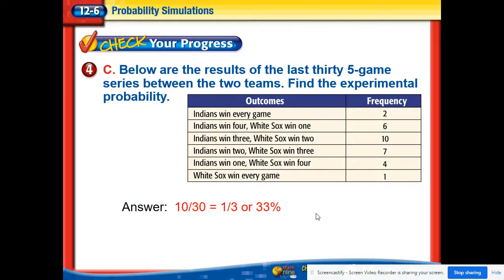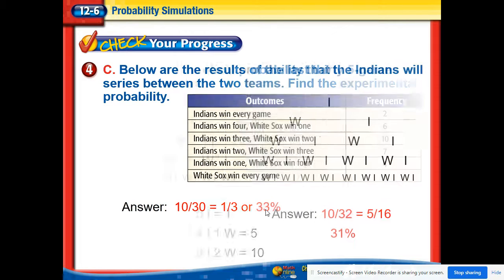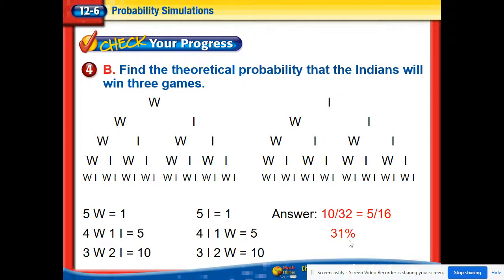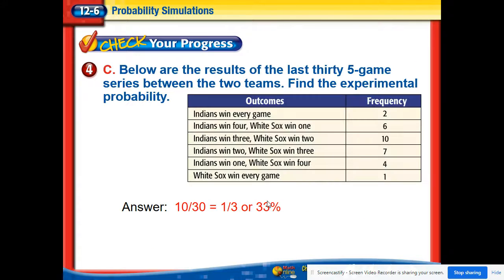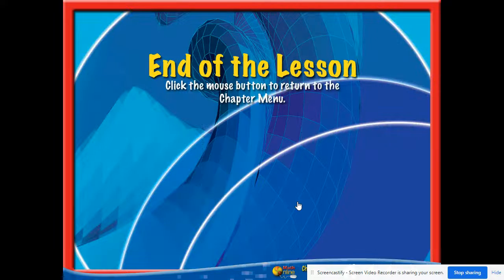Let's find out what actually happened. In the last 30-game series between the two teams, these were the outcomes. The Indians won every game twice. The White Sox won every game once. In combinations here, and so Indians win 3 times, White Sox 2. That was 10. 10 out of 30, or 1/3, or 33%, which is different than that 31%. That's what was to be expected, but in reality, when we did the experiment, it was 33%. So we know that it's just a little bit different. And that's what I have for you today.